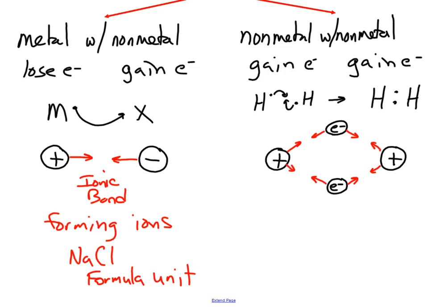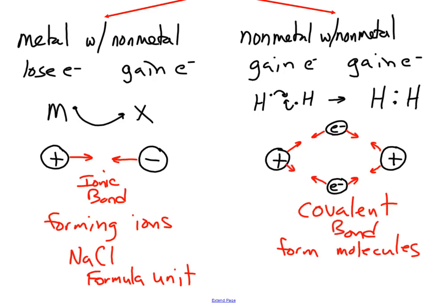Given that they're being shared and they're attracted to both nuclei, in order to have this happen, those two atoms have to stay together. So that's the nature then of a covalent bond. So between two nonmetals, we're going to end up with a covalent bond. Now in this case, we're going to form molecules.